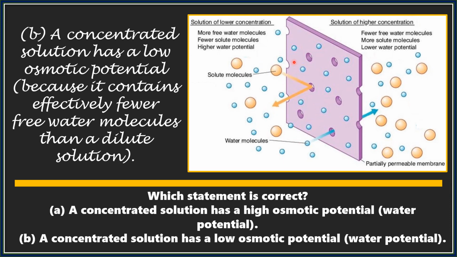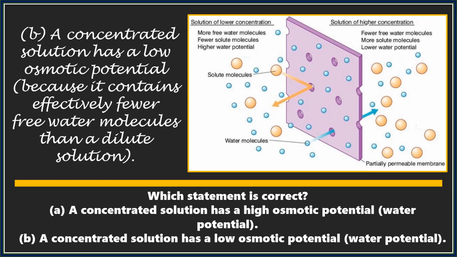So, which of the statements is correct? A concentrated solution has a high osmotic potential, or a concentrated solution has a low osmotic potential? The correct statement is that a concentrated solution has low osmotic potential. Why? Because it has fewer free water molecules compared to the dilute solution.